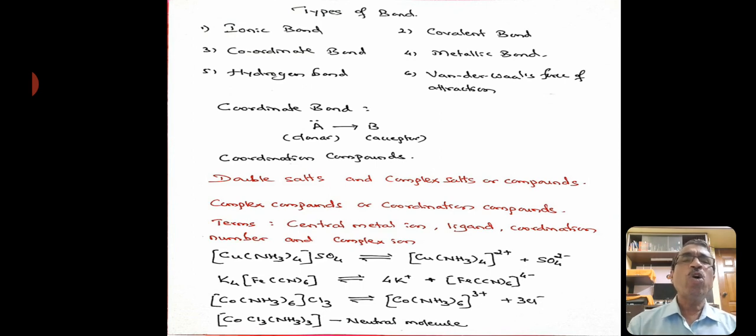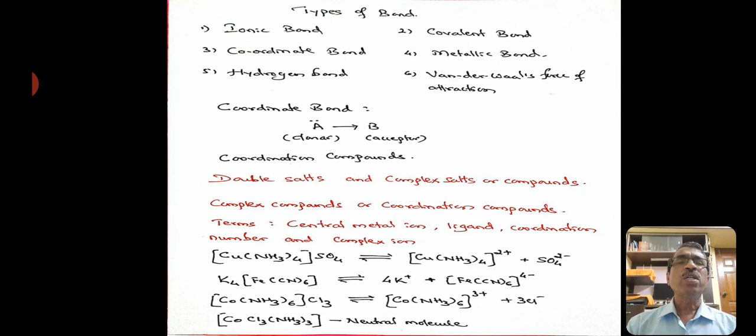Having had a brief account of the formation of complex compounds, or coordination compounds, let us now study the various terms that come in coordination compounds. The first one is central metal ion, next ligand, third coordination number, and fourth complex ion. I have taken three examples. The first is [Cu(NH3)4]SO4, which is called cuprammonium sulfate; then K4[Fe(CN)6], which is called potassium ferrocyanide; and then [Co(NH3)6]Cl3, hexaamminecobalt(III) chloride.